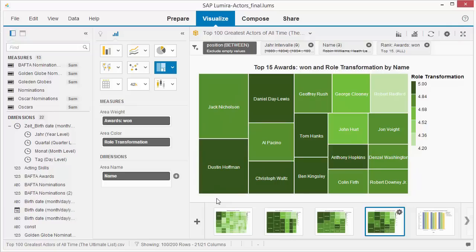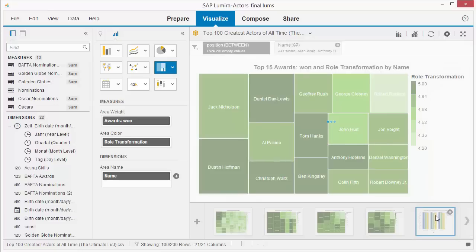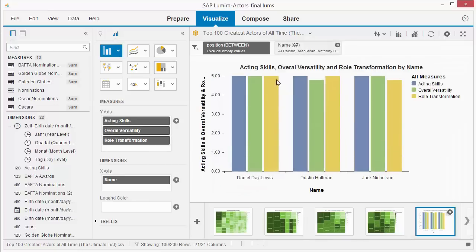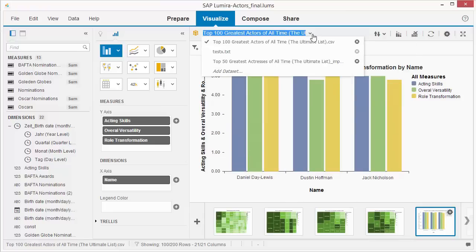So Peter thinks about which actor is now the best for his movie. As his movie will win some awards anyway, he wants to focus on the skill side only, so he has a detailed look at the skills. And there he can see that acting skills, overall versatility and role transformation are only best with one actor, which is Daniel Day-Lewis. In all categories, he has a 5.0.